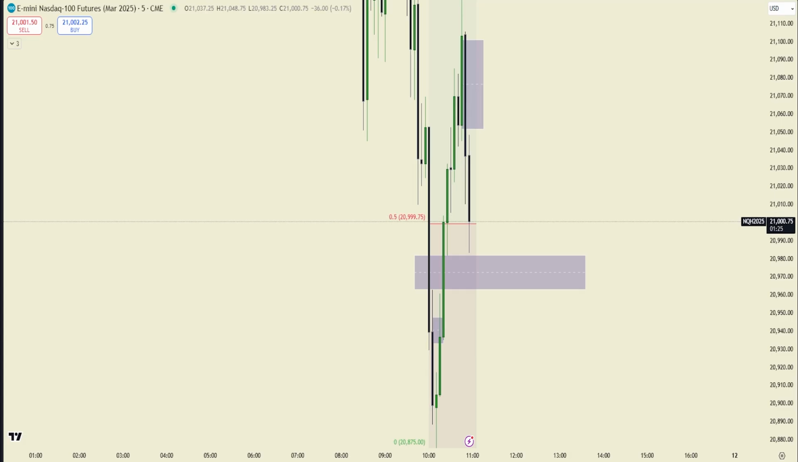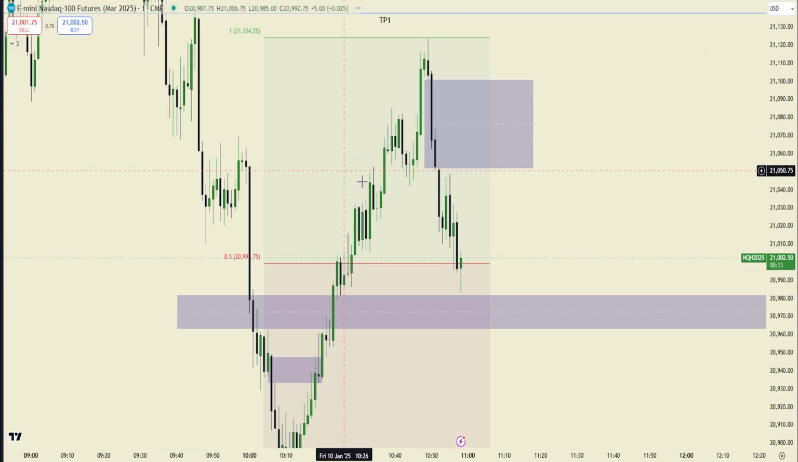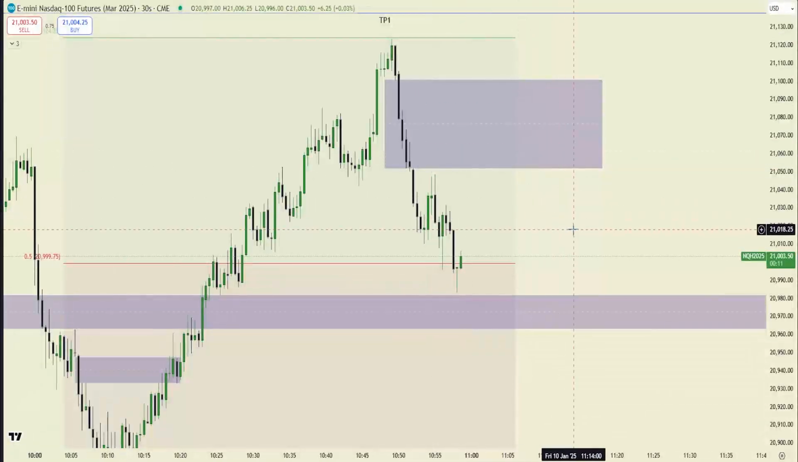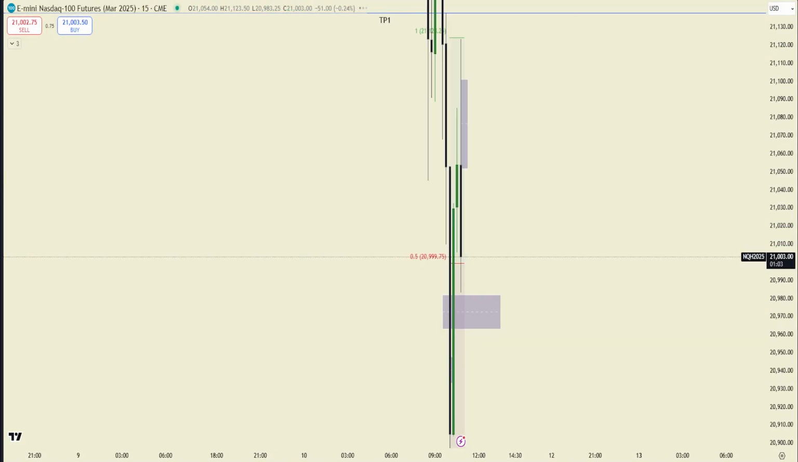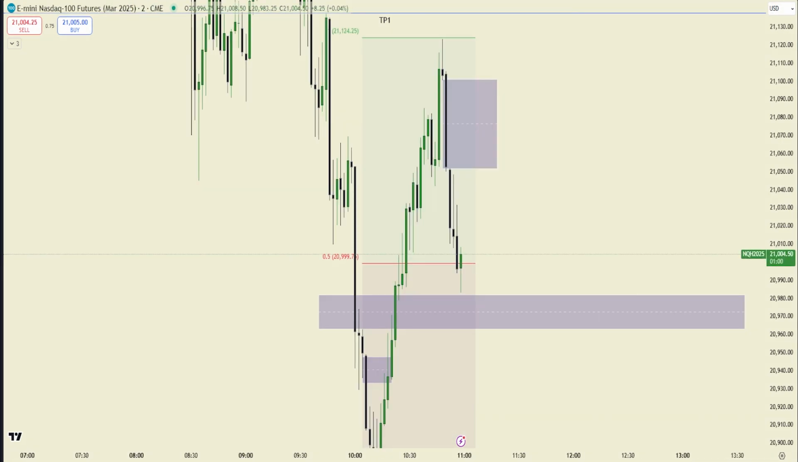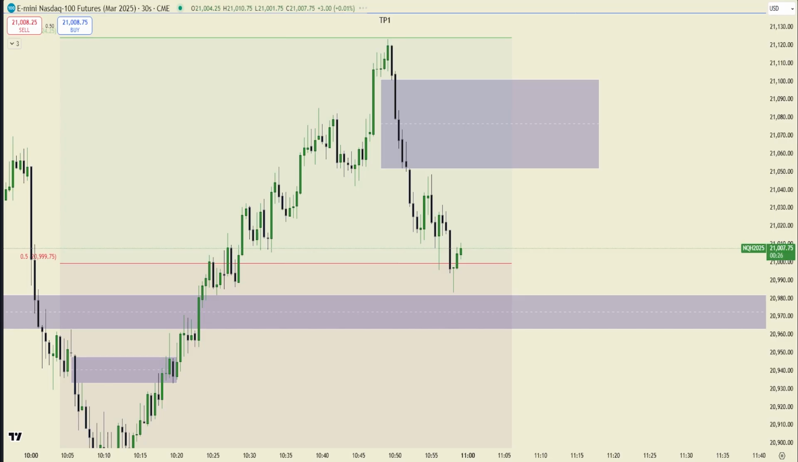So we have an SMT now at this low with ES. This 30-second would be decent. I just wish we were delivering out of the 5-minute here. But I like the SMT. I like how we're kind of respecting 50% with the bodies.